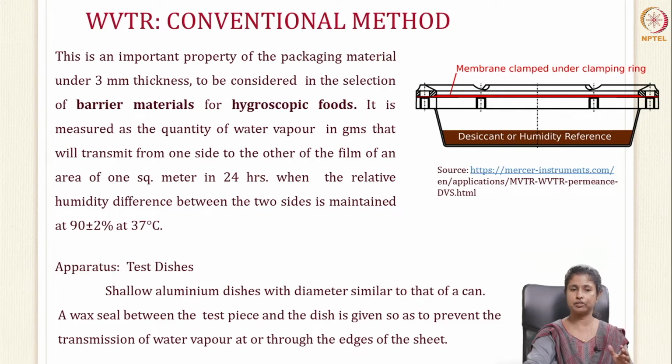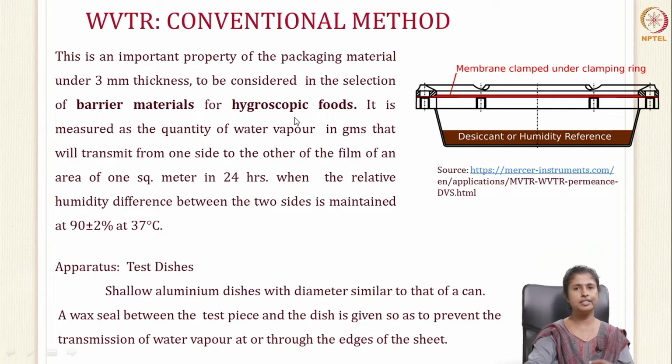water vapor transmission rate. In this test, you measure the quantity of water vapor in grams that will be transmitted from one side to the other side of the film, considering 1 meter square in 24 hours, when the relative humidity difference between the two sides is maintained around 90 plus or minus 2% at 37 degrees centigrade. So this is the condition.